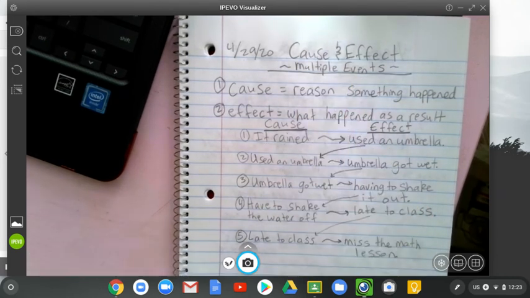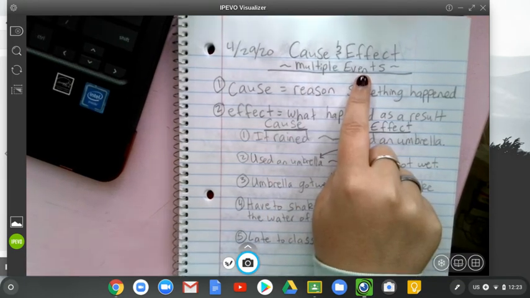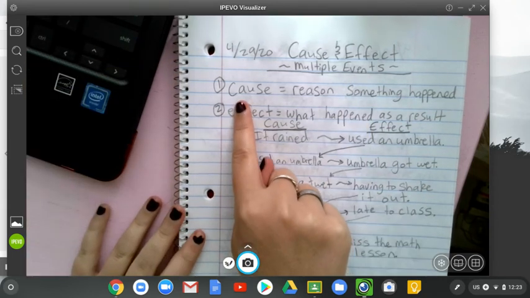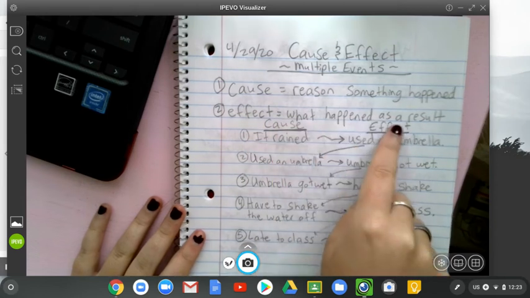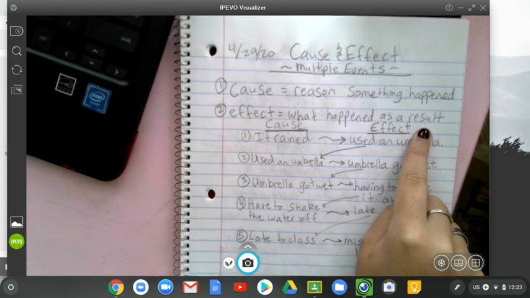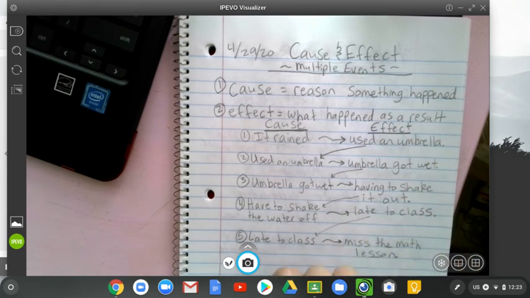So a lot of times in history and in science, so nonfiction, things that actually happened or are happening, there's a lot of cause and effects between multiple events, which means over several in a sequence. So to review, cause is the reason that something happened, and the effect is what happened as a result. This words, as a result, you're going to be using in your practice page to show which one's the cause and which one is the effect.